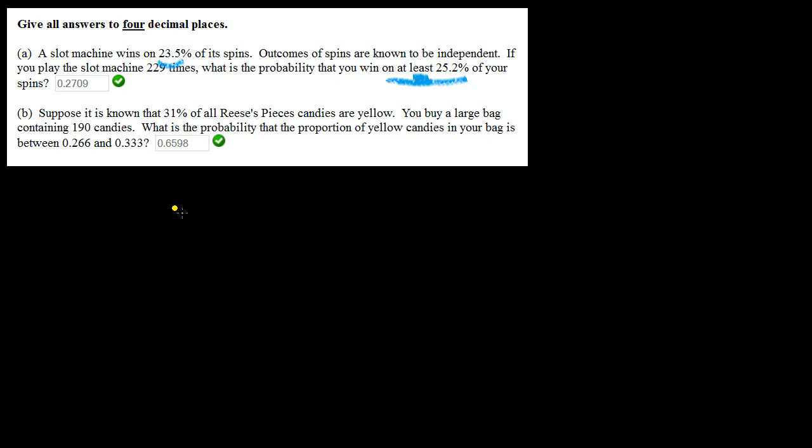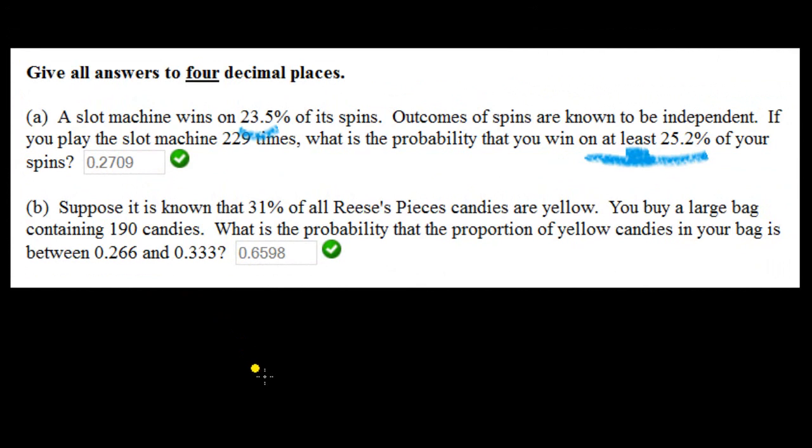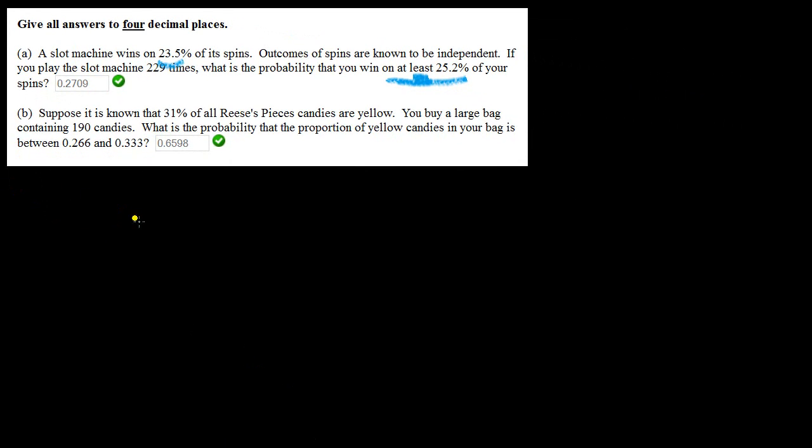Hello there, I have here an example problem of sampling distributions. So let's get started. A slot machine wins on 23.5% of its spins. Outcomes are known to be independent. If you play the slot machine 220 times, what is the probability that you win on at least 25.2% of your spins? So to answer this question, we have to use the following formula.